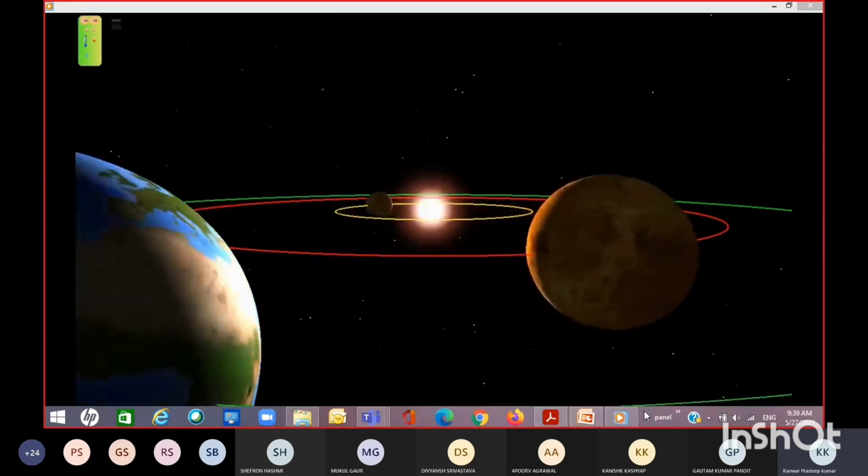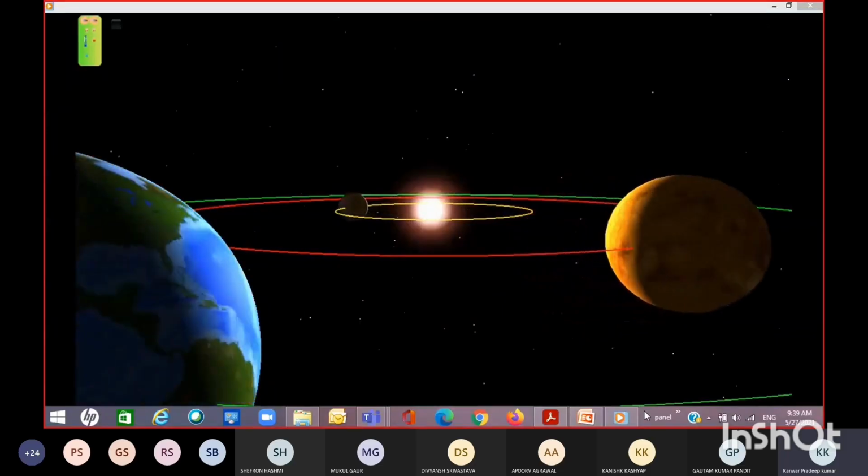So you can see the sun in the center, Earth is rotating. Venus and Mercury.